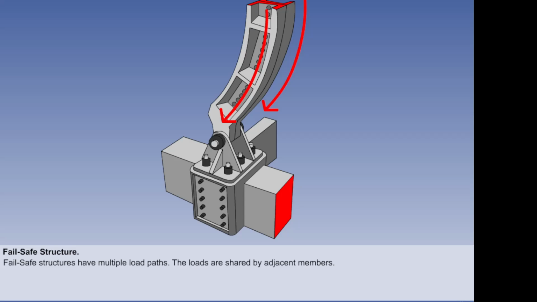A fail-safe structure is based on the principle of component redundancy. It has multiple load paths in parallel, which means that the loads are shared by adjacent members. Therefore, if one part fails, the load will be carried by the adjacent member for a limited period. This must be until at least the next periodic inspection.